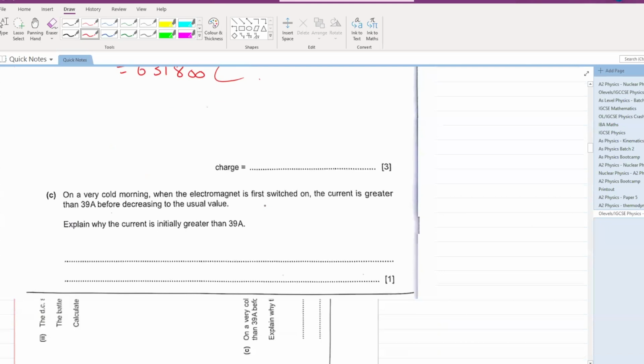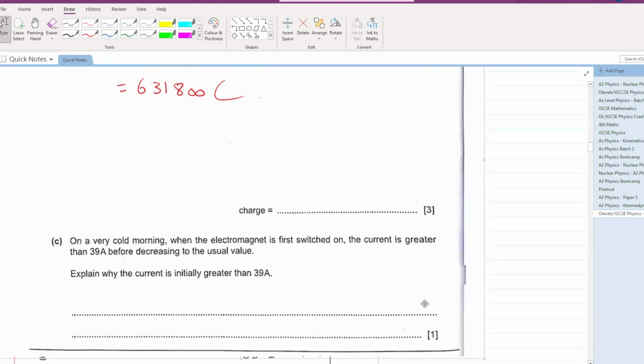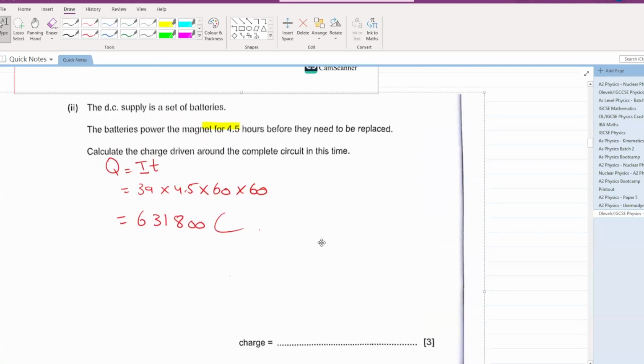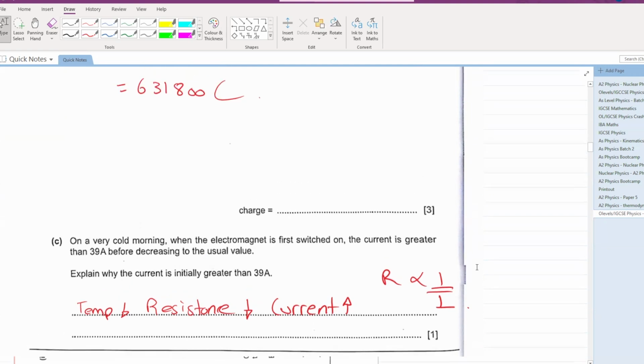On a very cold morning, when the electromagnet is first switched on, the current is greater. Explain why the current is initially greater than 39 amperes. Because on a cold morning, the temperature is less, so the resistance is less. Hence the current would be greater, because current and resistance are inversely proportional. Simple as that. Let's further move ahead to the next question.